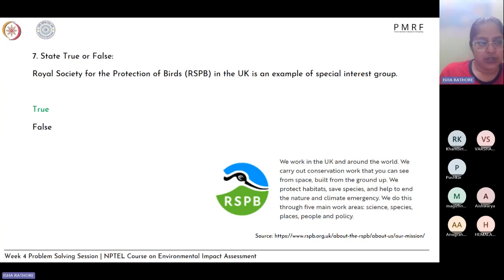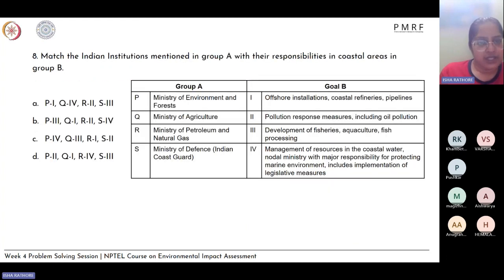Moving on. Match the Indian institutes mentioned in Group A with their responsibilities in coastal areas in Group B. So in Group A, we have Indian institutes, and in Group B, we have their responsibilities in coastal areas. So you need to match Group A with Group B. Again, agencies or ministries or funding agencies or financing agencies, and what roles they play in different environmental parameters.